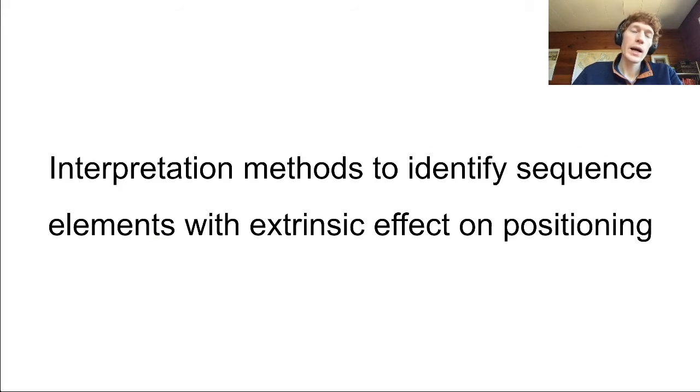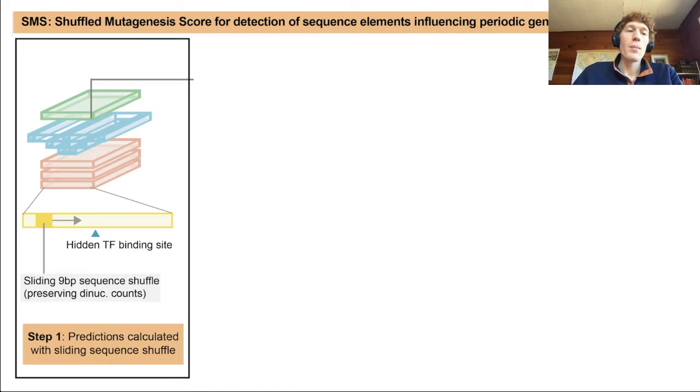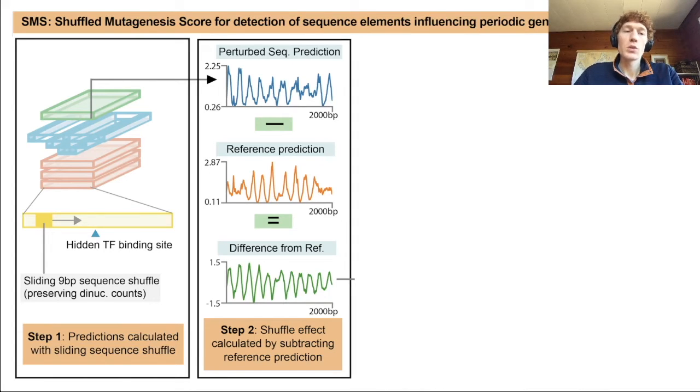So now that we've got this fairly high-accuracy model, we wanted to really ask what are the sequence elements that are driving its predictions. First thing we did was develop a custom, essentially feature-ablation-based interpretation method, which we call the shuffle mutagenesis score, SMS. This is designed to detect DNA sequence elements that are having long-range extrinsic effects on nucleosome positioning. It works by sliding a 9 base pair dinucleotide-preserving shuffle across the genome, essentially shuffling 9 base pairs at a time. For each location where we apply a shuffle, we calculate the difference from the reference prediction, essentially the effect of mutating this 9 base pair sequence.